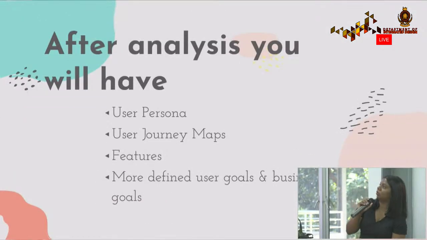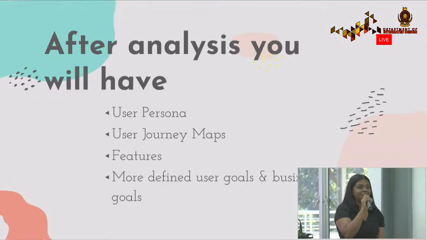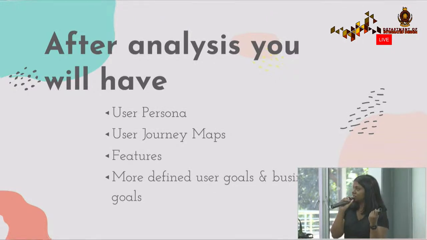So now the analysis is done: you have a set of user personas, user journey mapping, some more features, and more defined goals. Earlier we also looked at what user goals are, but at this time you will be defining them further, with user goals along with business goals. It doesn't matter if your user has a goal, if you're not in that business, so there's no point doing that at all.